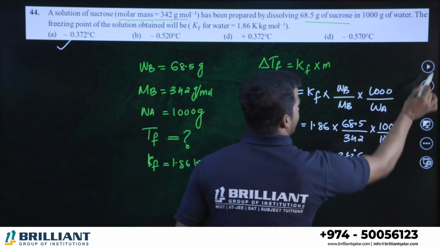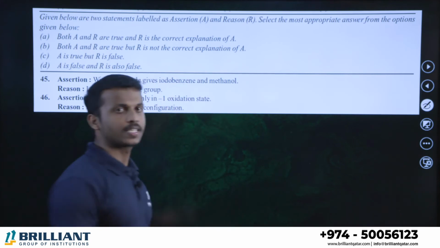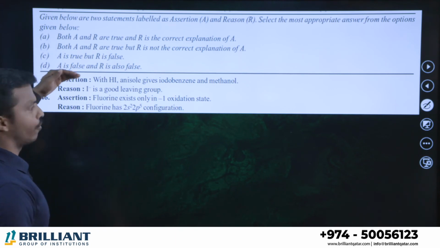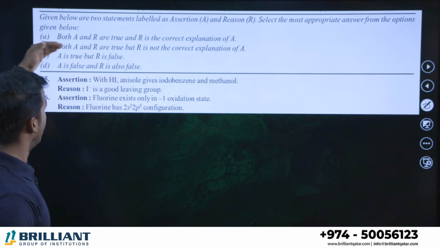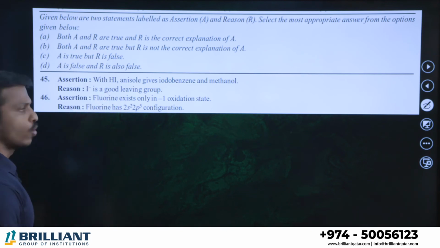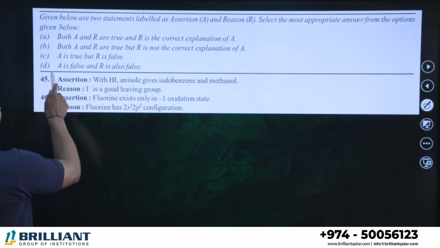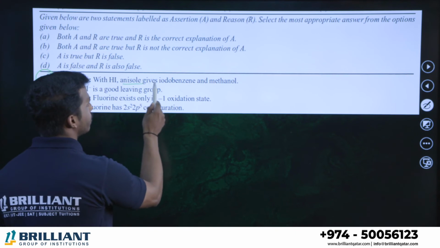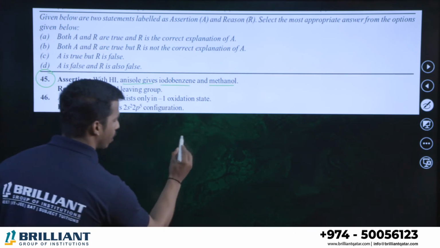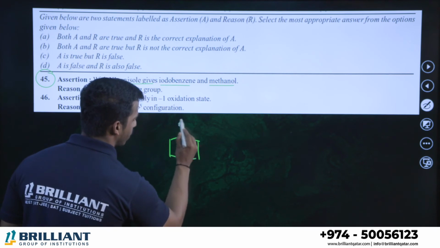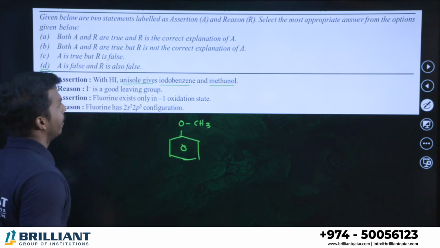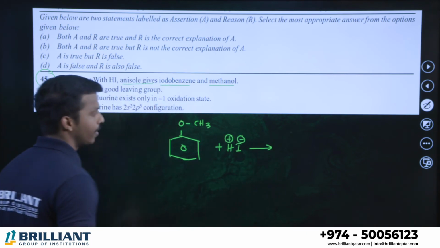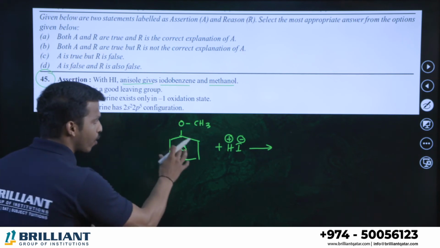Alright. Next question. We can go for the assertion-reason questions in Section B. You know assertion-reason, A, B, C, D; all of you just pause the video and follow the instructions you have. Let's go to question number 45 directly. Alright, question number 45. What is the assertion? With hydrogen iodide, anisole gives iodobenzene and methanol. What is anisole? Anisole means benzene with OCH3, methoxybenzene. We know when we treat anisole with HI, H plus is there, I minus is there, where we can break an aromatic ether.